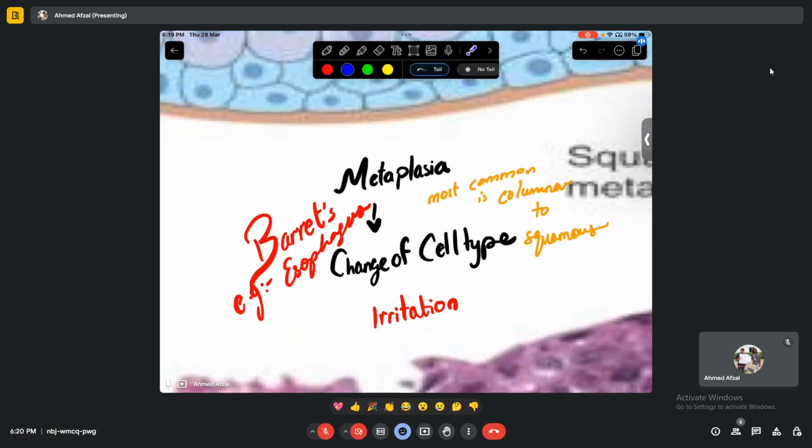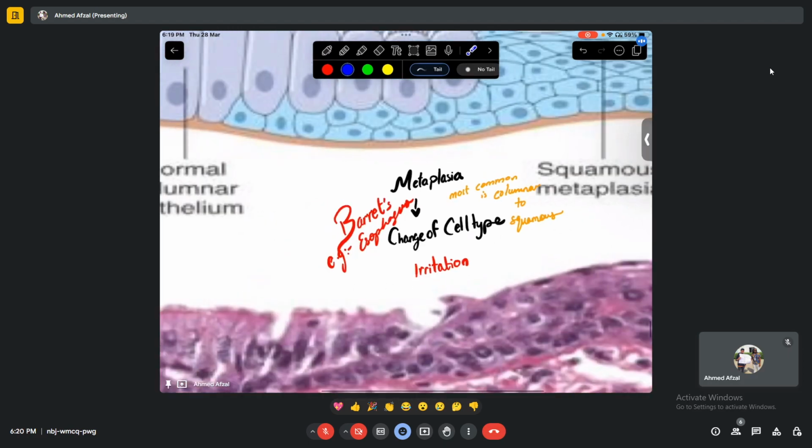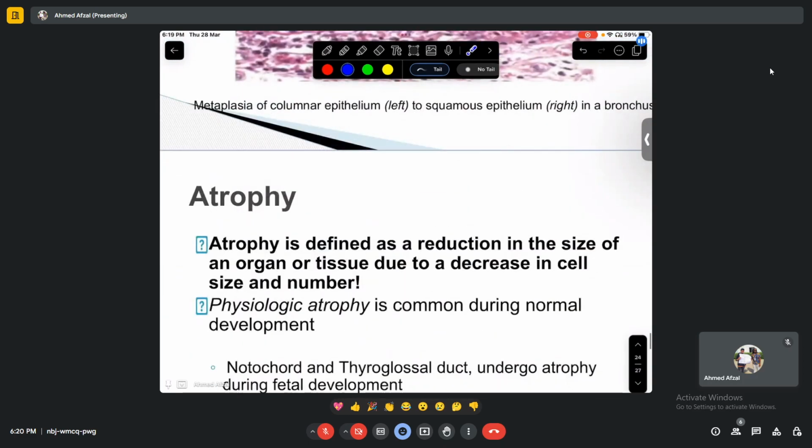More columnar to squamous. Besides, I'm recording this, so I don't want anyone to feel otherwise.